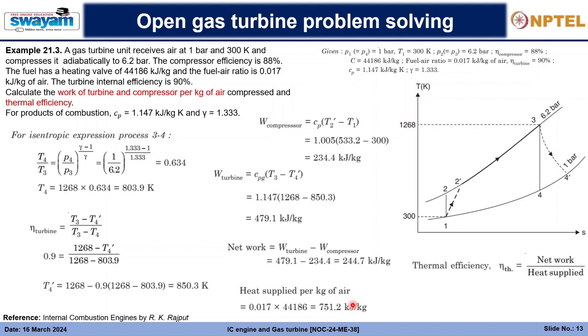Next, we calculate the thermal efficiency, and that is equal to network output by heat supplied. We know the network as 244.7, the heat supplied is 751, and we will finally have a thermal efficiency of 32.57%. That is the thermal efficiency, and here this question is complete.